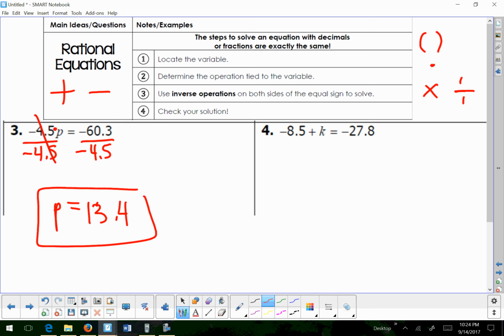All right, let's try one more here. So this one, if I separate my sides and I locate my variable, the operation that's tied to the variable is actually addition of a negative 8.5. So I'm going to concentrate right here on the constant and concentrate on its sign, not the sign of k. The sign of 8.5 is negative, so the inverse of that is positive 8.5.